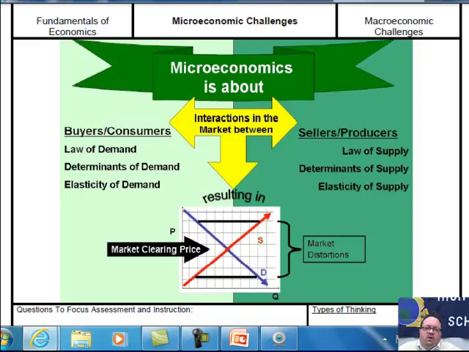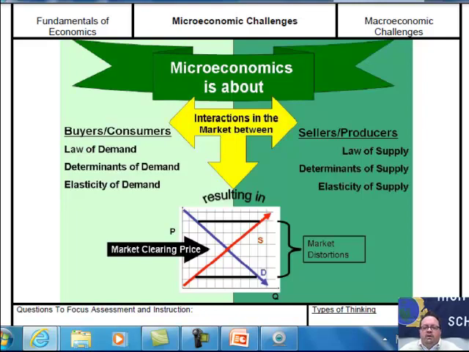The key element here is viewpoint. If you can remember the viewpoint that we are talking either as a buyer or a consumer or as a seller and a producer, that's the key element. So if you can think about, am I buying a good, am I purchasing it, or am I supplying it?